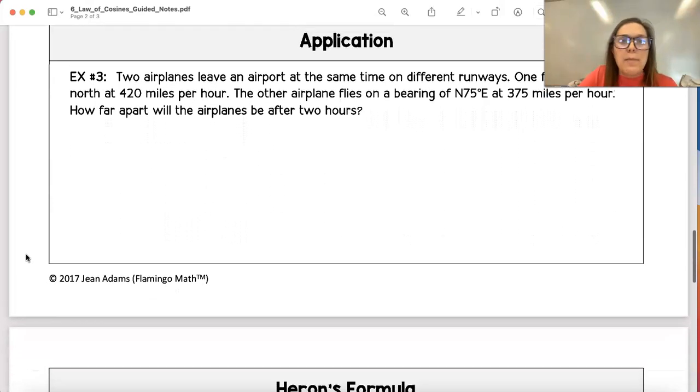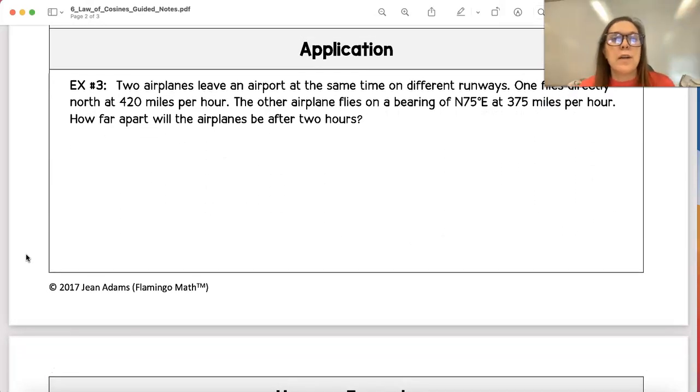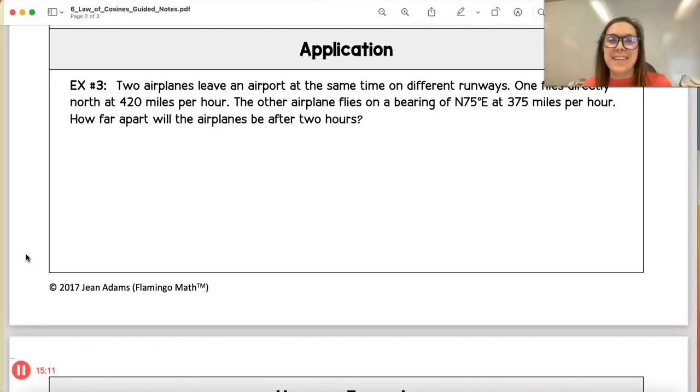All right, moving on to application problems. So here we have 2 airplanes leaving an airport at the same time on different runways. One flies directly north at 420 miles per hour. The other airplane flies on a bearing of north 75 degrees east at 375 miles per hour. How far apart will the airplanes be after 2 hours? Okay, freeze. Ooh, that's a classic right there.